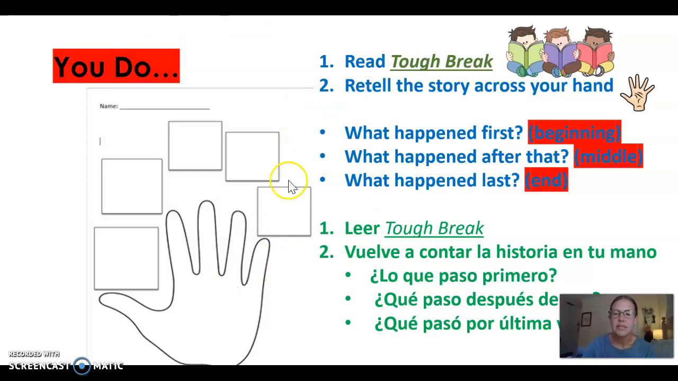And I've included this little sheet. I think it would be really fun if maybe you guys took a sheet of paper and you could even trace your hand. And so the hand looks just like you, and then you could add your details on top. You don't have to, but you can totally use this if you want, just to make it a little bit easier. And we're going to be just thinking about the important parts of Tough Break. The beginning, the middle, and the end.